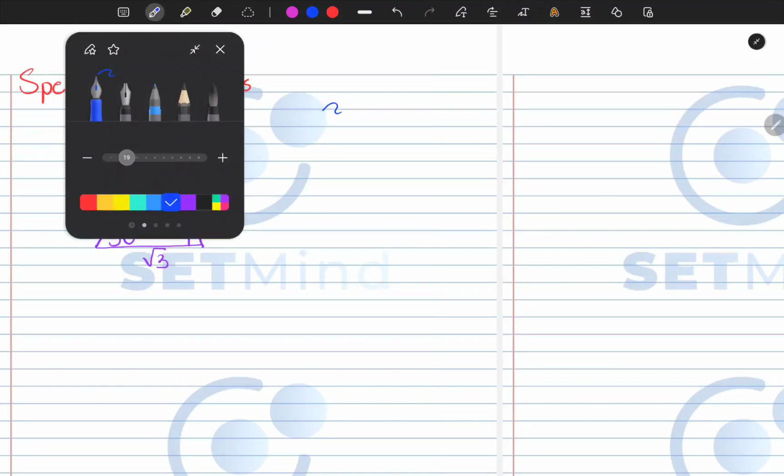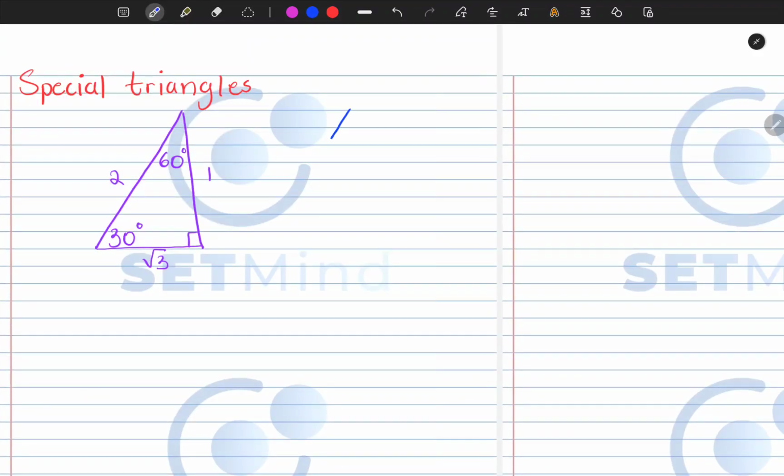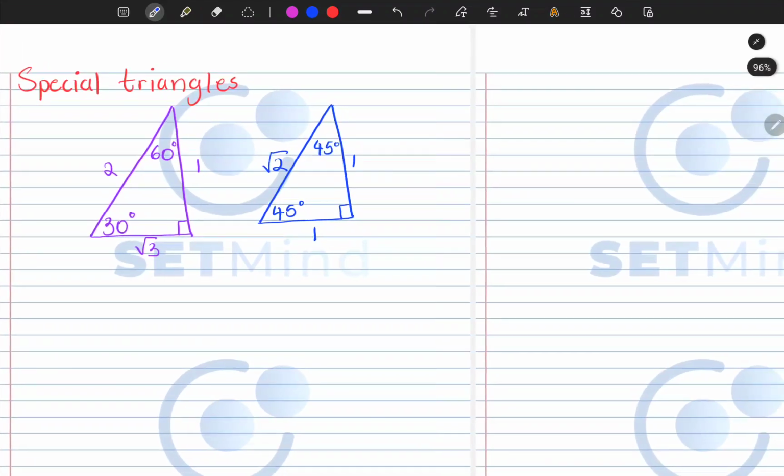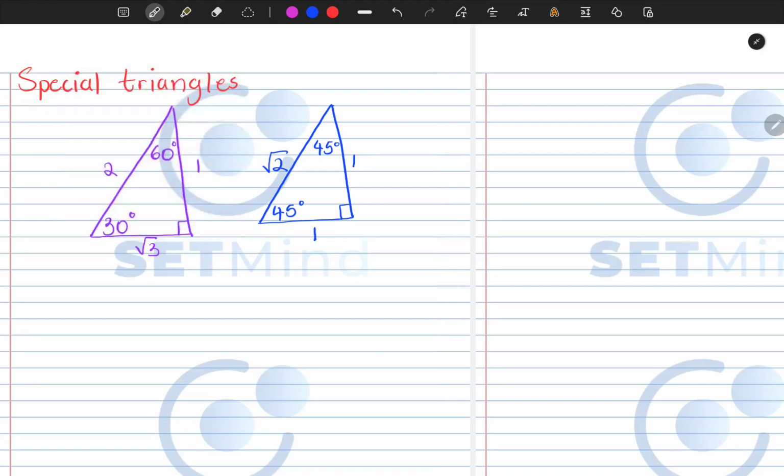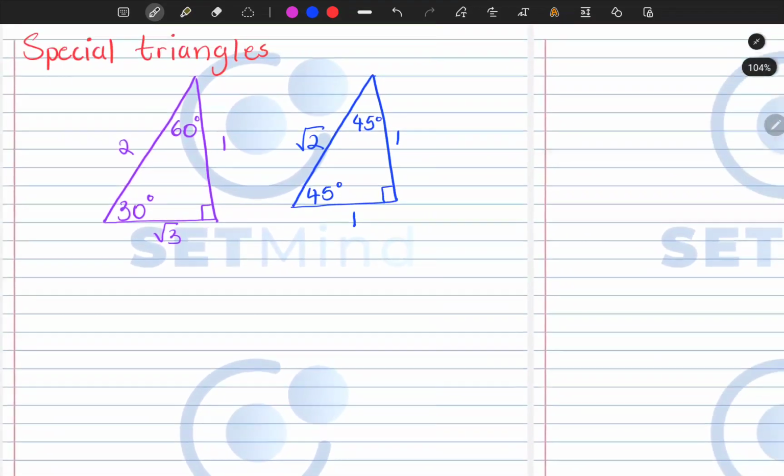And then the second one which we have is the 45, 45 degrees special triangle. So we have 45 degrees, another 45 degrees, we have 90 degrees, both sides are 1, then the hypotenuse will be square root of 2. So these are the two special triangles which will be of interest in this session. We will use them now and then and refer to them.